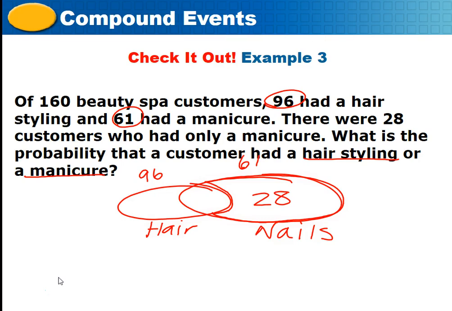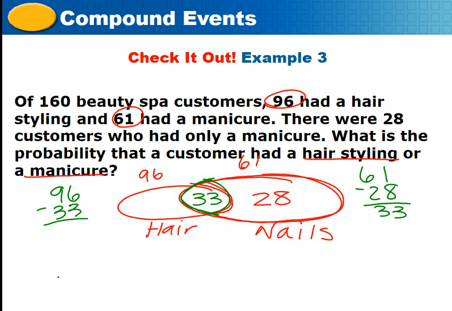Now, again, if I want to find the rest of this circle right here, this part right here, then what I need to do, y'all see it, is subtract the 28 from the 61. And that's 33. So that's my number that goes here, my overlap. Those are the people that got their nails done and their hair done. Now again, if I wanted to find out how many people just got their hair done, then I would subtract the 33 from the 96. And when I do that, I get 63.